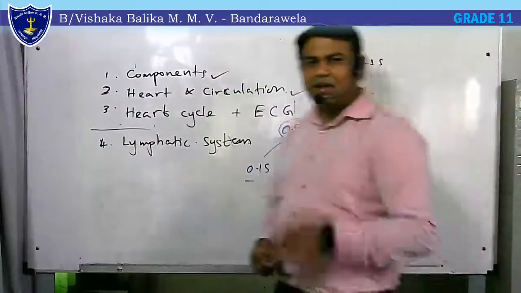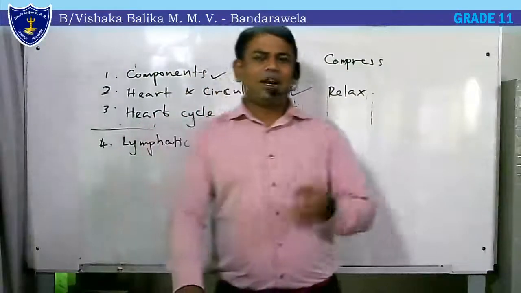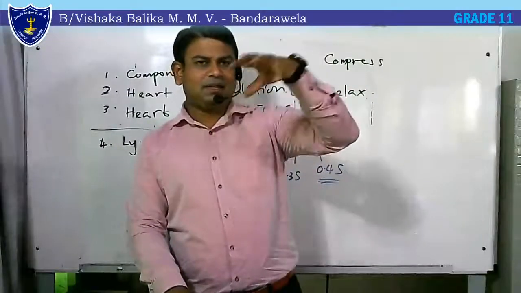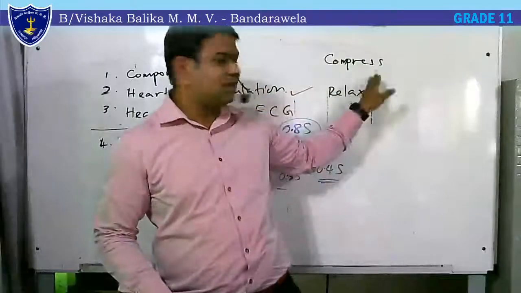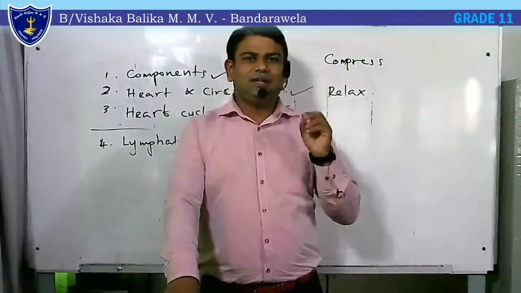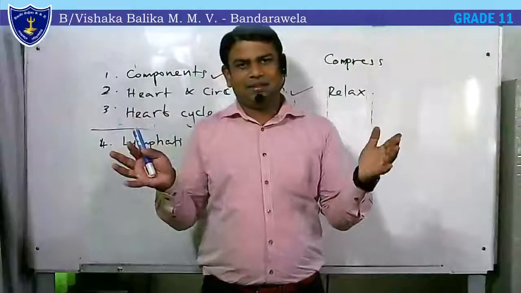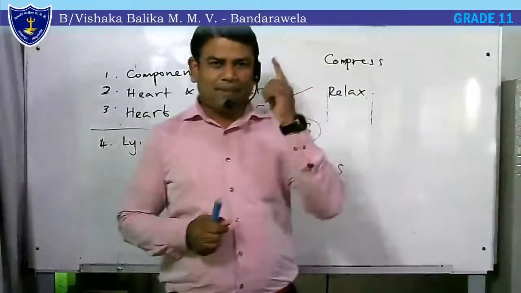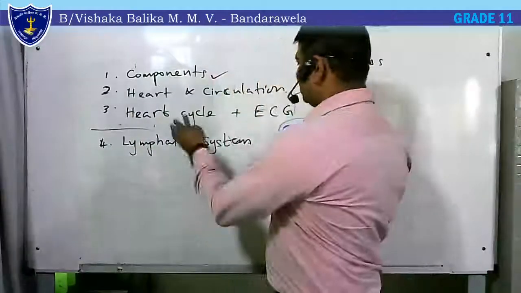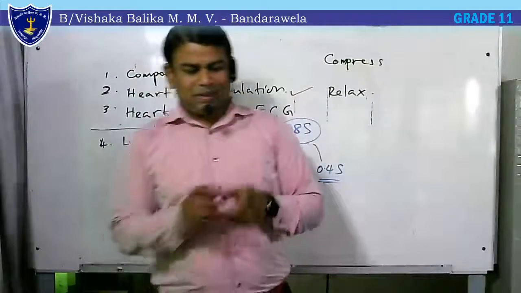Compressions orderly take place in the atria and the ventricles. Atria compress first. When atria compress, that is called atrial systole. Systole means compression. When ventricles compress, that is called ventricular systole. When they relax, it's called complete diastole. Right? So keep that in your mind. I'll start this section, the heart cycle and the electric signals, with this video.